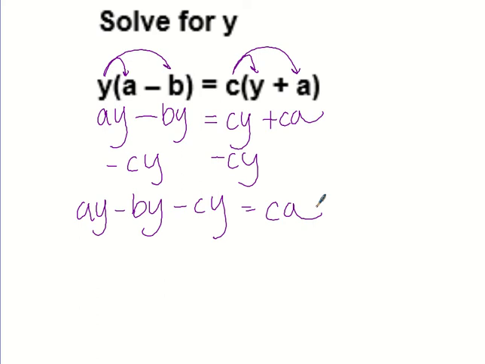So we need to get y by itself. What I'm going to do is actually kind of an opposite distribution. I'm going to factor out something that's in common. So if you notice, there's something in common on our left side. Every single one of those has a y in it. So I'm going to pull that y back out. All right, so it's going to look like this. Basically what I'm doing is dividing all of these by y. So I'm left with a here, minus b here, and minus c here, and then ca.